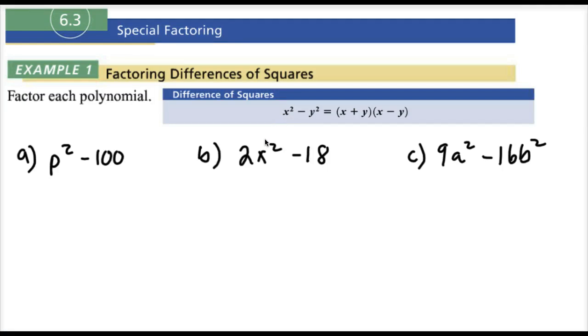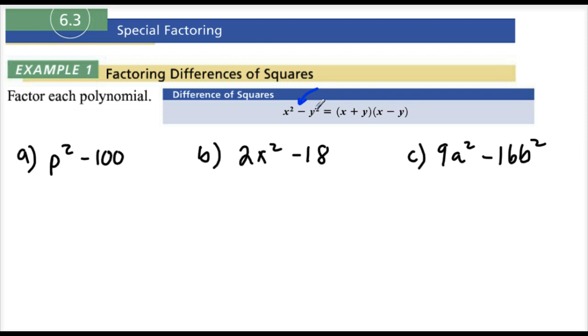We're going to be factoring difference of squares here. And so here's how we determine if something is a difference of squares. First of all, the word difference means that it's going to have this subtraction sign, and then of squares, meaning that the first term is squared and the second term is squared.